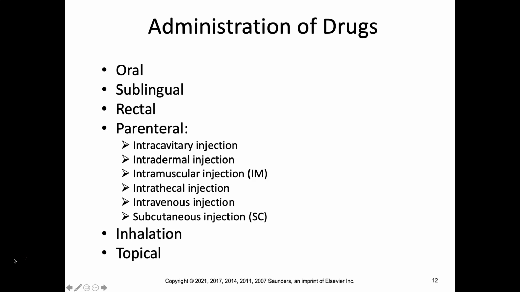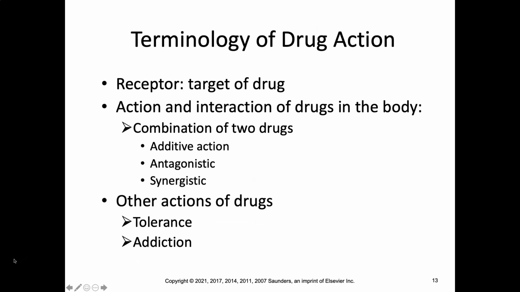Inhalation is like an asthma inhaler. It's taking it directly from particles into the lungs. And then, of course, you have topical, where you're rubbing it on the skin, or you're using a patch.